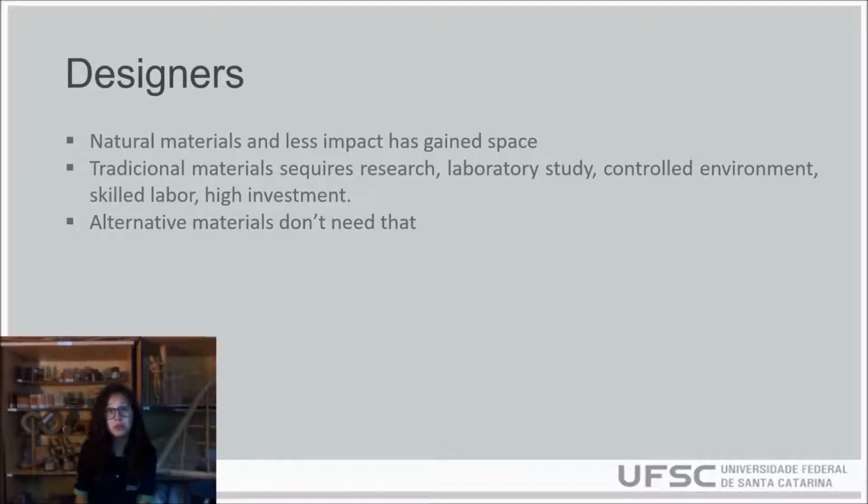Materials such as bamboo, coconut fiber, sisal, and others are increasingly present in the furniture. Most of these materials still lack accurate and reliable information. While research on traditional materials requires laboratories, controlled environments, and skilled labor, this is not necessarily the case when it comes to alternative materials, whose case studies are often described on blogs and specialized websites.